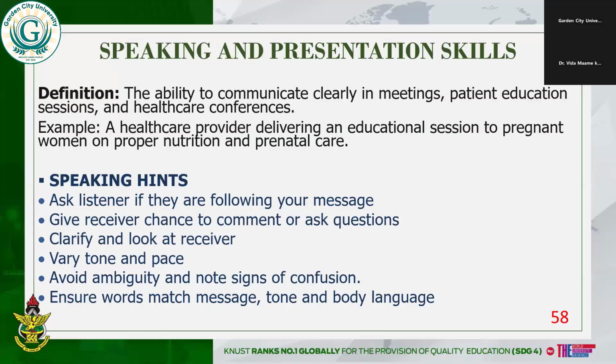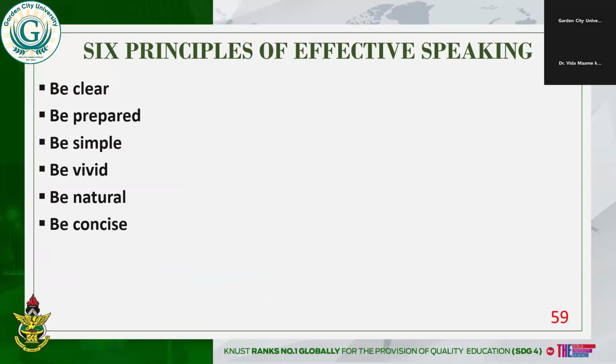You vary your tone and the pace at which you go. Then avoid ambiguity and note signs of confusion. Then, as I said earlier, incongruence is not good. Make sure your words match your messages, your tone, and the body language. And these are the 6 principles of effective speaking.